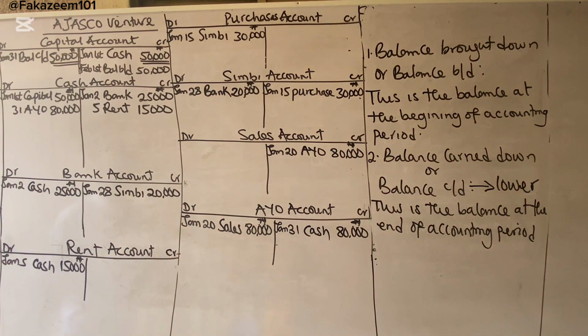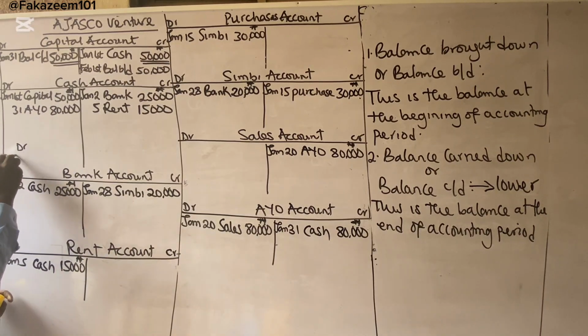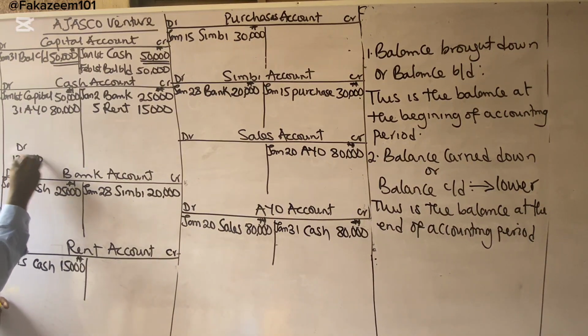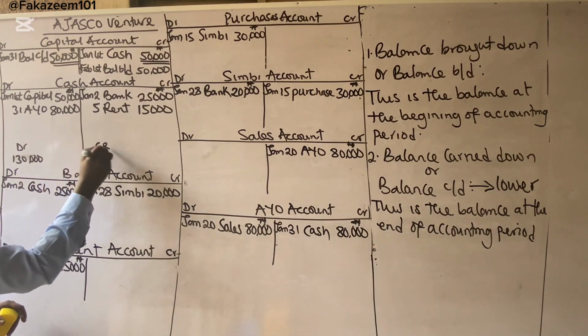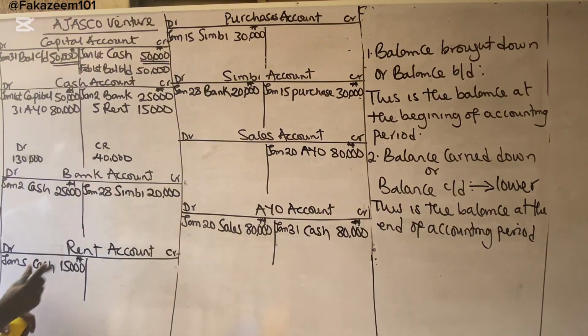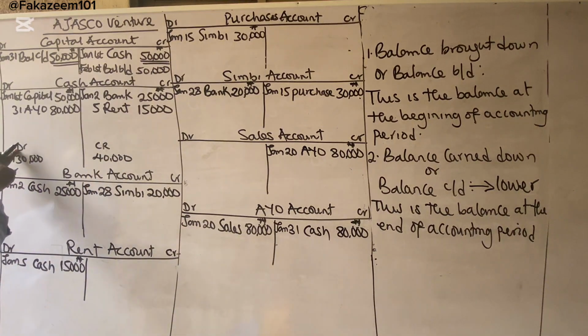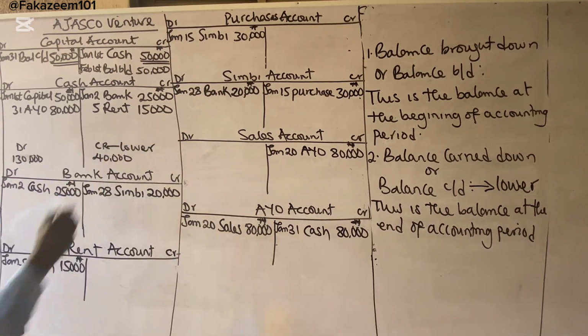Let's look at the cash account, which is different from the capital account. We'll add the two sides. How do we do that? We'll add the debit, which is 120,000, and if we add it together, this will give us 130,000, if I'm correct. And we'll add the credit side too, which is 40,000. Now, between the debit side and the credit side, which side is lower? The credit side is lower.